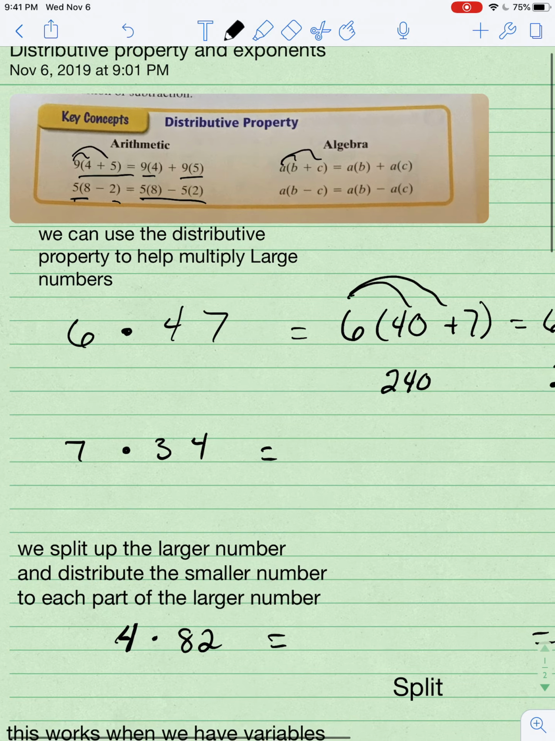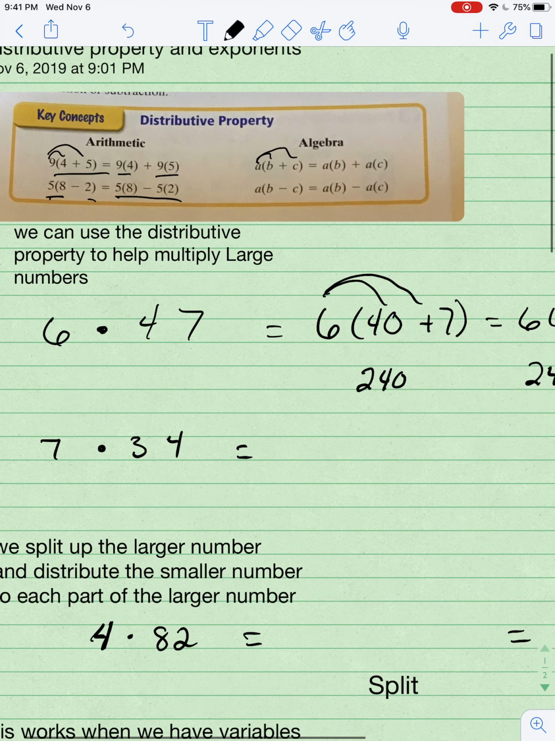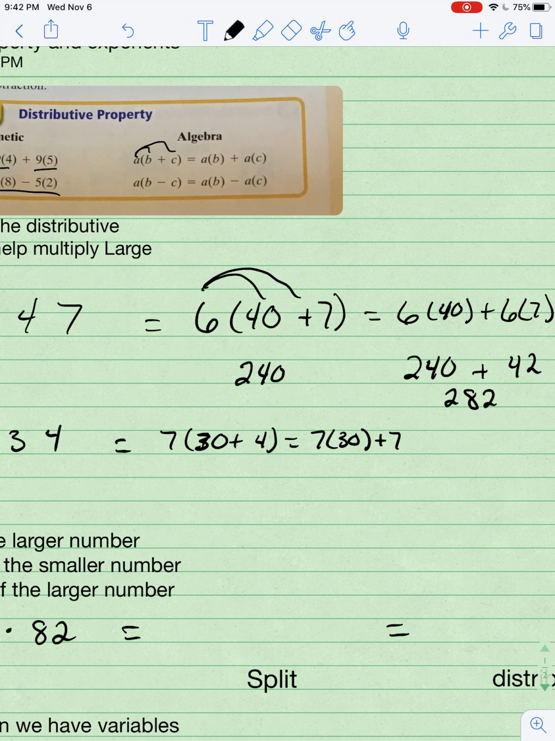Same thing with 7 times 34. You can set it up as regular multiplication, or you can use the distributive property and take 7 times 30 plus 4, and then break that up into 7 times 30 plus 7 times 4. Now 7 times 3 is 21, plus the 0 gives us 210. 7 times 4 is 28.